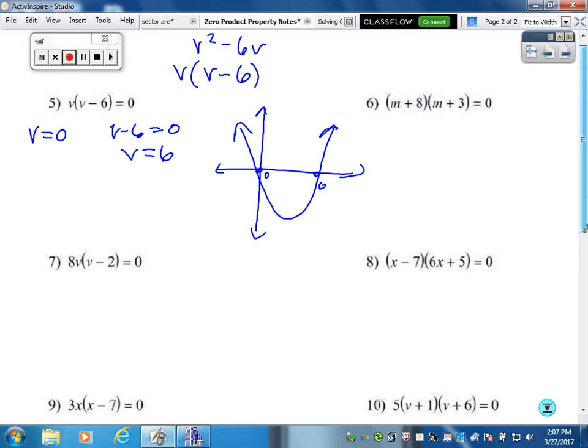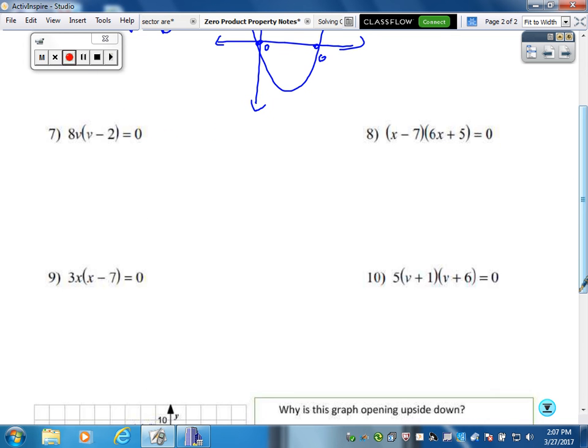One I don't want you to confuse with that is one like number 10 here. Because you've got really 3 factors here. You've got 5, you've got v plus 1, and you've got v plus 6. But 5 is never equal to 0. So unless there's a variable there, it's not actually going to give you any answers. So this will give you an answer, this one will give you an answer, but that one won't because it did not have a variable.